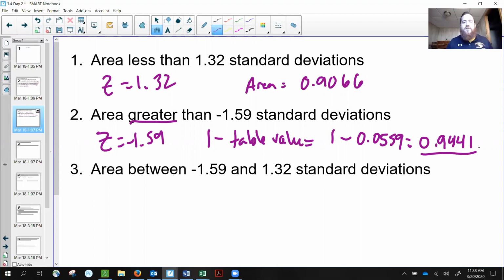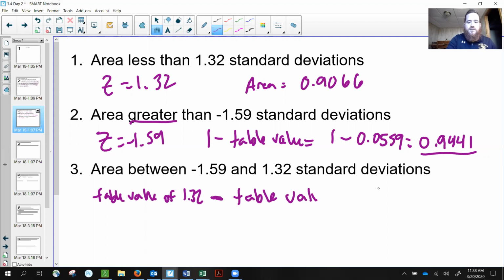Okay, area between. So it's the table value of 1.32 minus the table value of negative 1.59. Again, it's not 1.32 minus 1.59. It's the table value, which we already know.